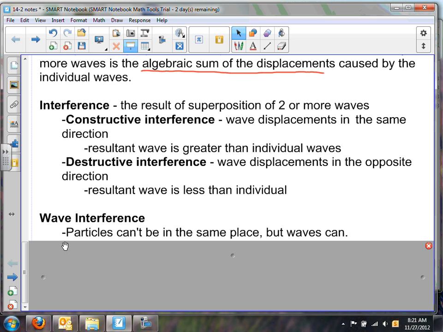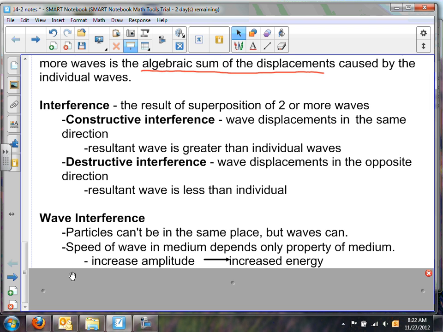We know that particles can't be in the same place at the same time because they're matter. If you have one car and another car meets in the intersection, you have an issue. Waves, however, can be in the same place. There are tons of waves hitting us concurrently. I've got radio waves from different frequencies of stations. I've got light waves. I've got electromagnetic waves, ultraviolet waves, so they can interfere, no problem.